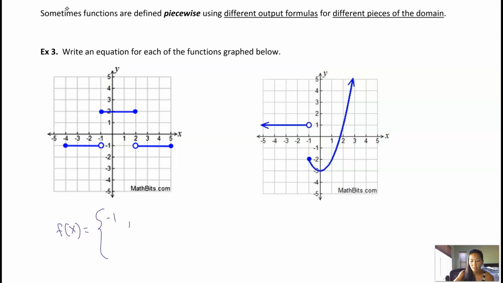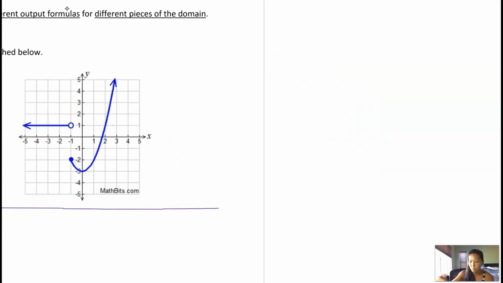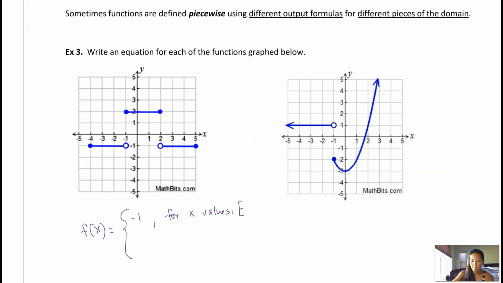And then for the x values, the x values can be from -4 to, not 0, sorry, -1. And from 2 to 5. Okay.